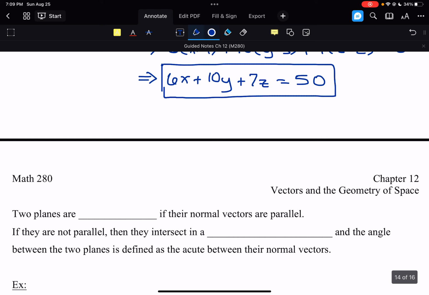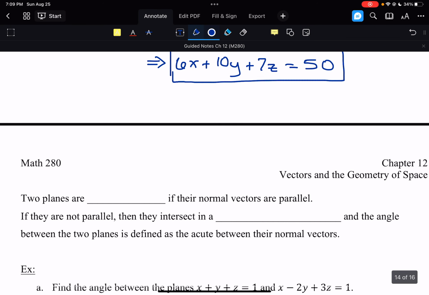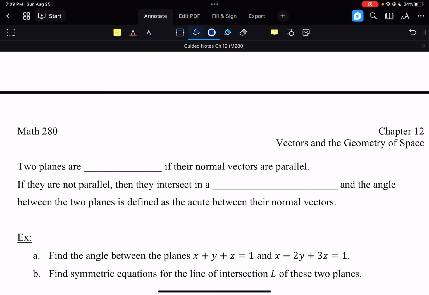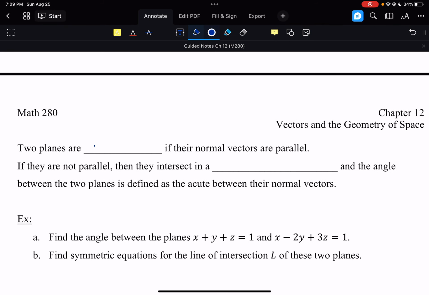Now, to finish us up on this section, I know it's been a long one, we're going to look at the relationship between lines and planes a little bit, so kind of combine all of this together. Two planes are parallel if their normal vectors are parallel.